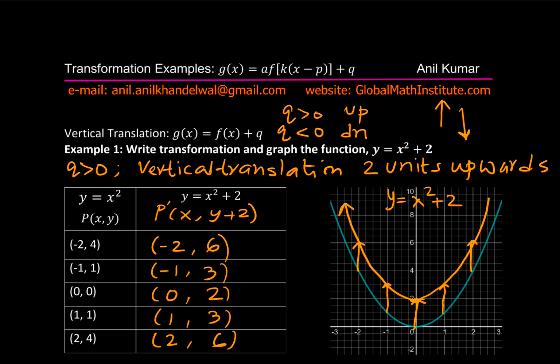You can plot these coordinate points and then join them. You get the idea. So these are the coordinate points which you can plot and get your graph. So that is the simplest way of sketching a transformed function when there is a vertical translation. Clear? Now let's take another example.